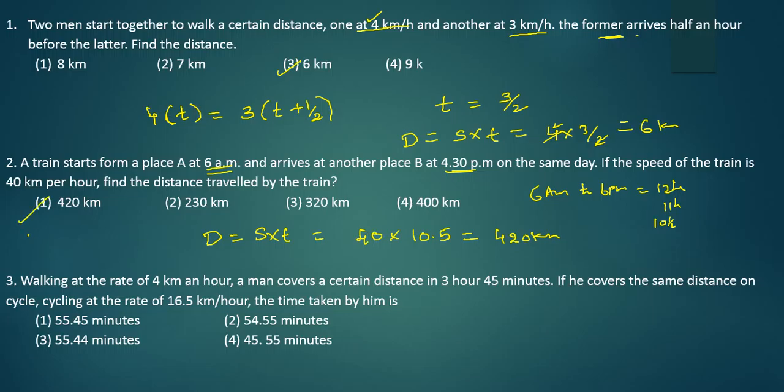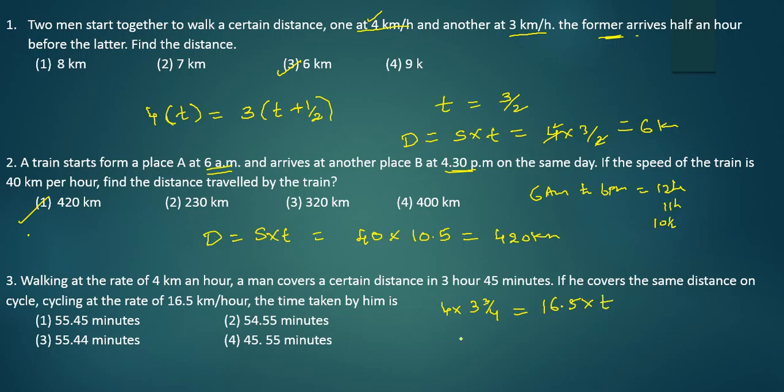Next, walking at the rate of 4 km per hour, a man covers a certain distance in 3 hours 45 minutes. If he covers the same distance on cycling at the rate of 16.5 km per hour, what is the time taken by him? So same, speed into time. 3 hours 45 minutes can be written as 3 3 by 4. If he is traveling at 16.5 km per hour, what is the time taken? This is what he is asking us to find.